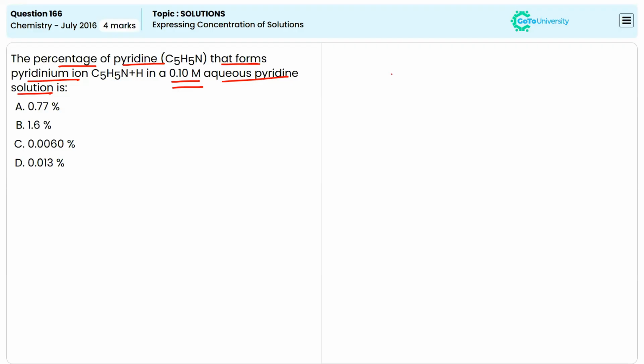So we can take the base dissociation constant Kb to be equal to C alpha squared. Here C is the concentration, and alpha is the degree of dissociation. Now we can rearrange this equation for alpha, which is equal to the square root of Kb divided by C, because alpha denotes how much pyridine is undergoing dissociation and how much pyridinium ion is produced. So that's equal to the square root of Kb by C.